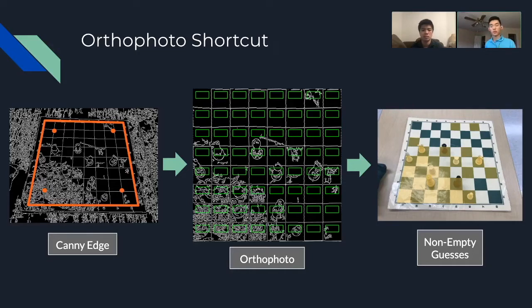And so finally, using the process I just described, we can simply threshold for if there's more than, say, 100 Canny pixels in this region, then we'll call it having a piece. And so the results of that are shown on the right. The yellow highlighted squares are squares that are marked as possibly non-empty.